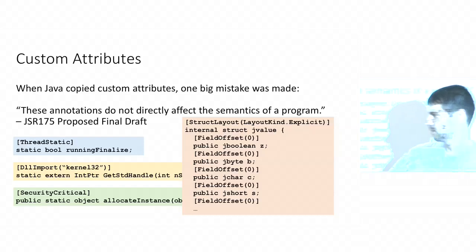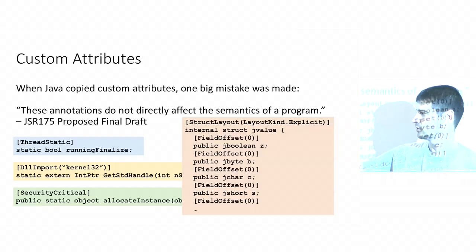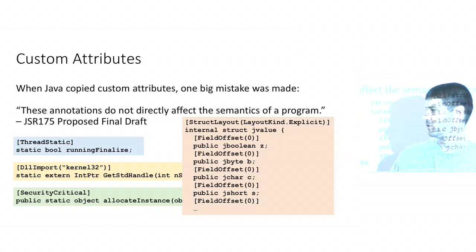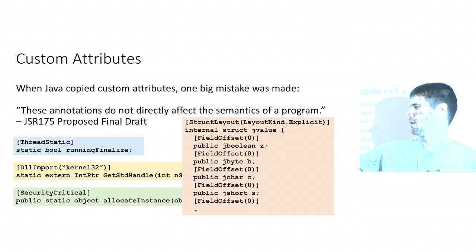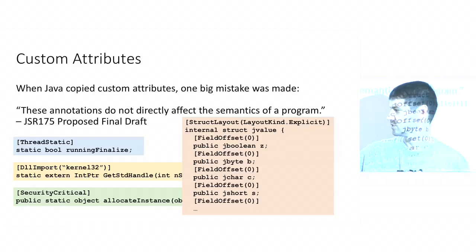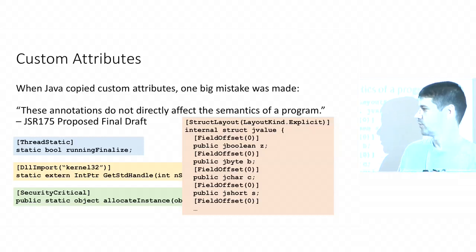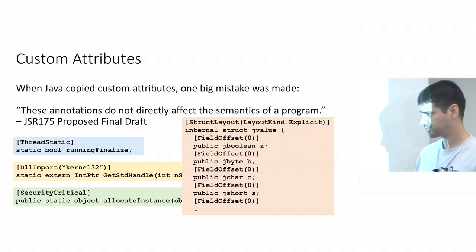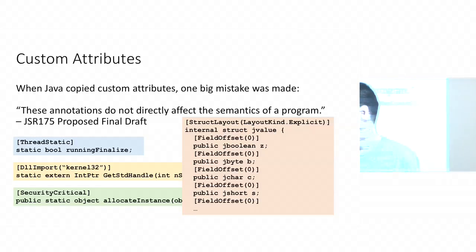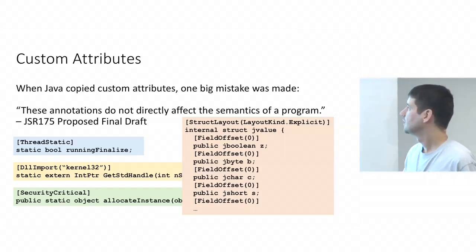Another feature is the ability to call native code directly. So you say DLL import and the name of the DLL. You add an extern modifier to your method, and this name will then be looked up in this dynamic library, and the return values and the parameters will get marshaled automatically. Another one is security critical, which I'll get back to.